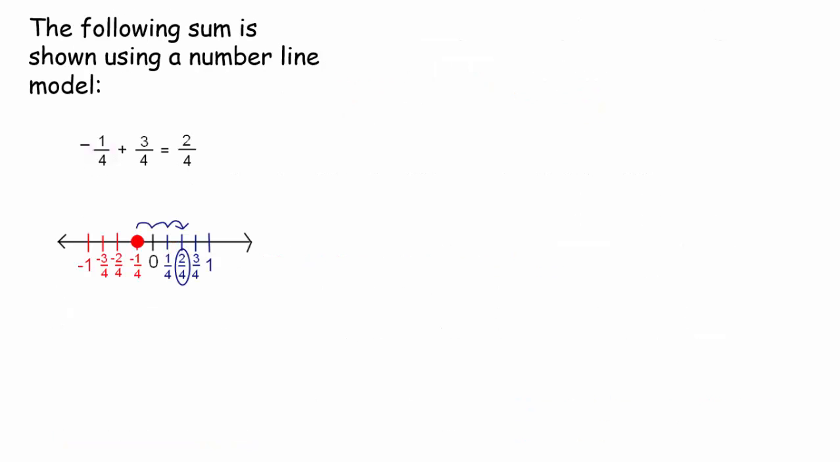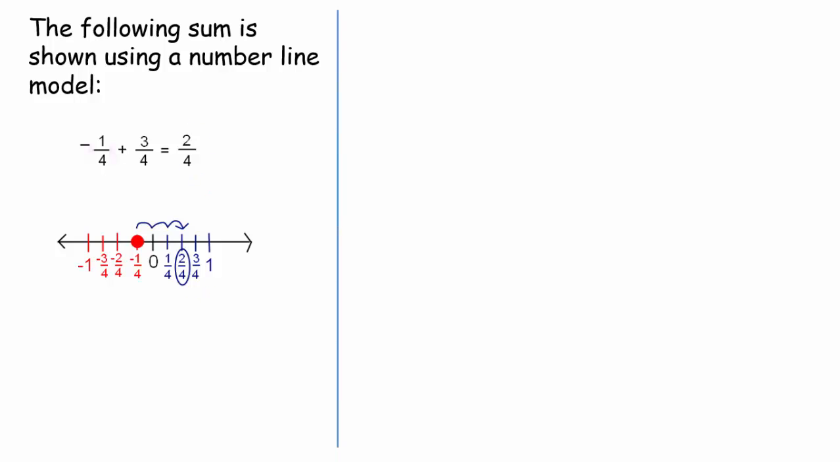Find the following sum. The following sum is shown on a number line model. So if you have -1/4 plus 3/4, again, you'll notice in the visual, now we're combining fourths, so we're going to break our number line up into fourths. So if you start at -1/4 and you add 3/4, adding a positive, you move to the right 1, 2, 3/4, you end up at 2/4.